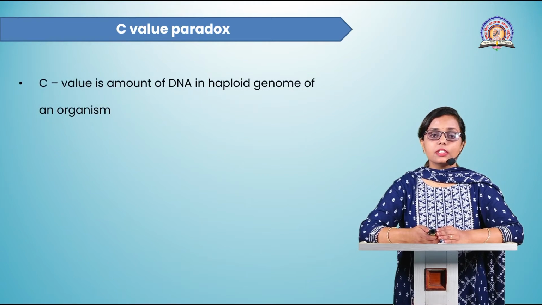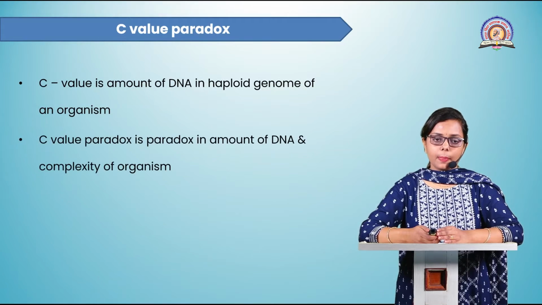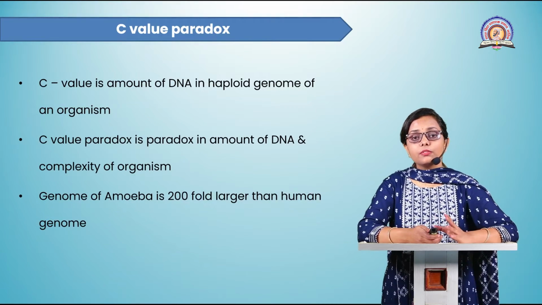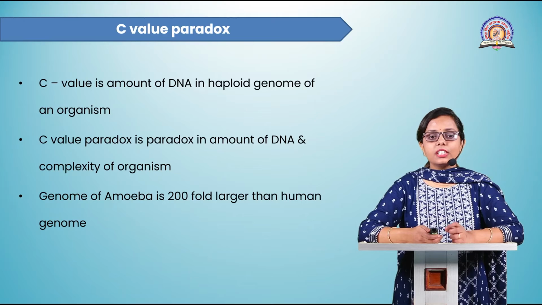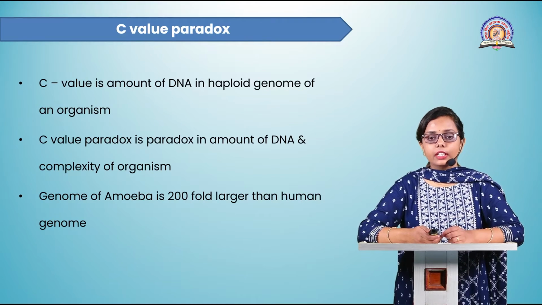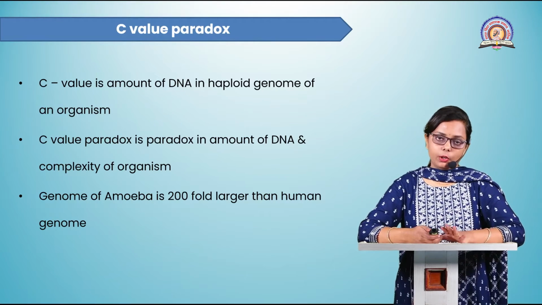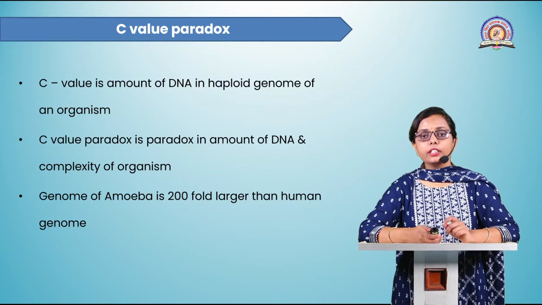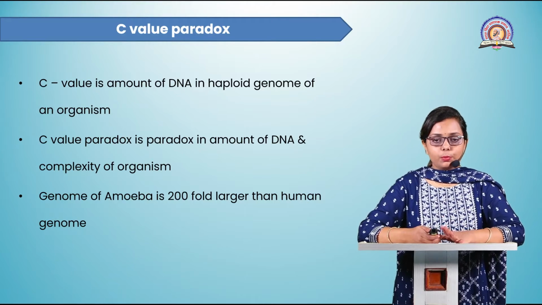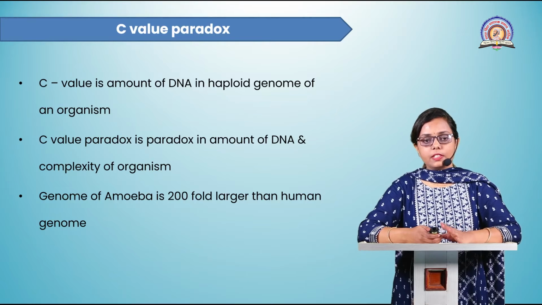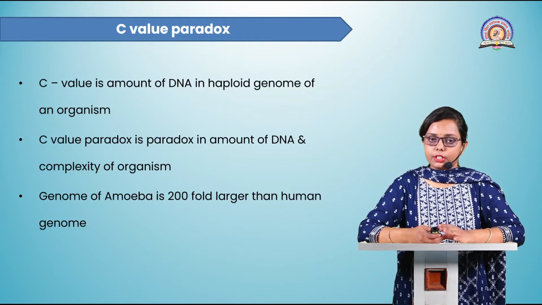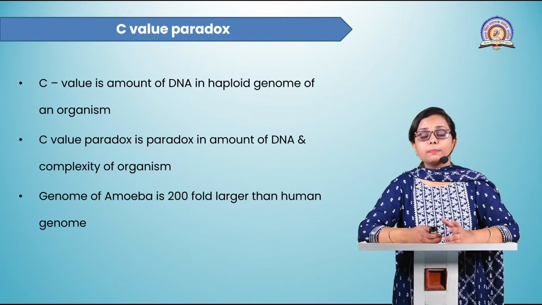So let us discuss the C-value paradox. Let's see what C-value is first. C-value is the amount of DNA in the haploid genome of an organism. In a haploid genome, or a single set of chromosomes, how much DNA is present is the C-value of that particular organism. So what is the paradox then?